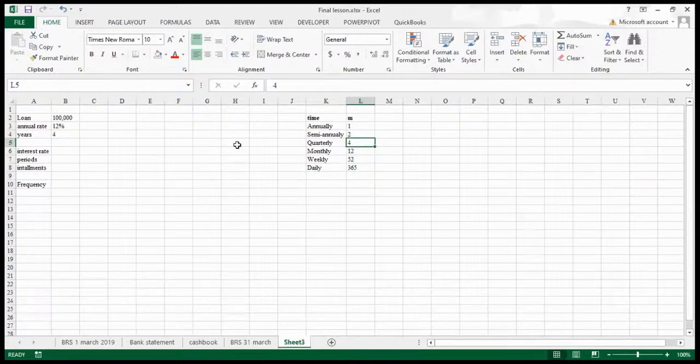3% per quarter. That means for us to get the interest rate, we are supposed to take the annual rate and divide by the corresponding period here. And remember, if you're going to do that, you'll keep on changing those items manually. That is very hectic. So that's why you want to automate this process.